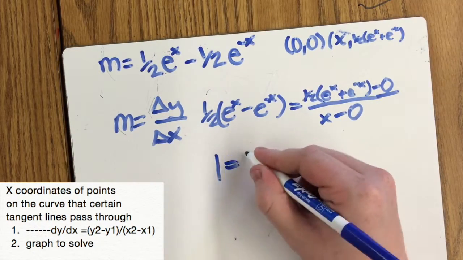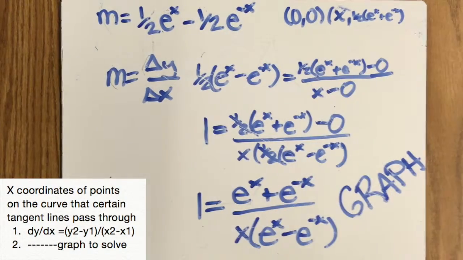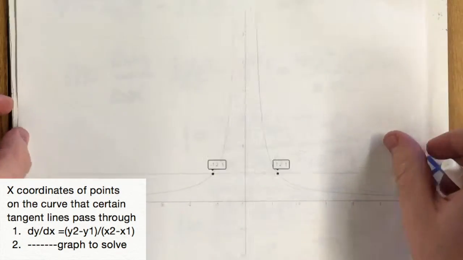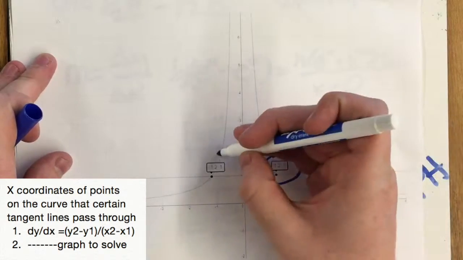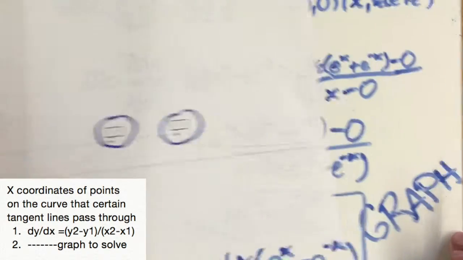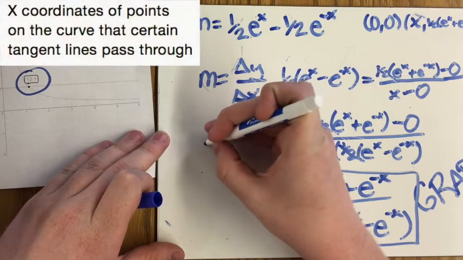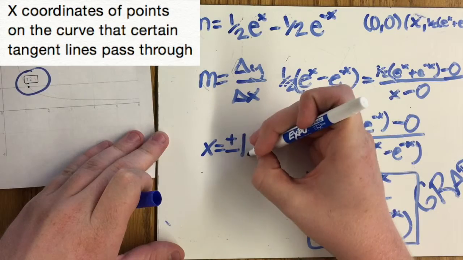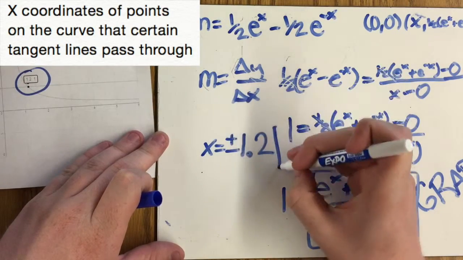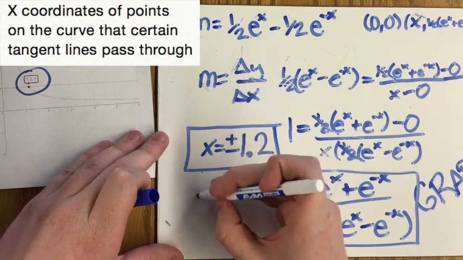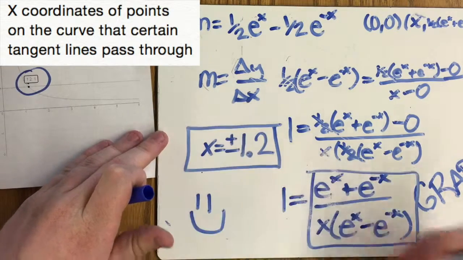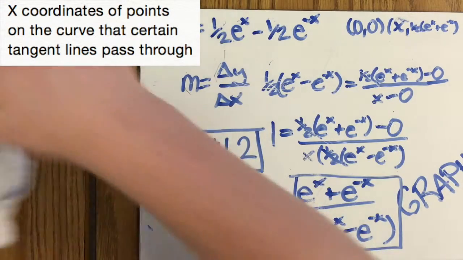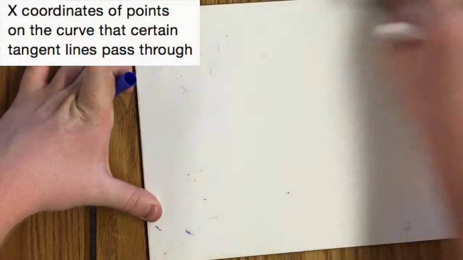We can combine like terms, and we end up with 1 is equal to a very complicated function. So we can't really solve that by hand. Instead, we're going to graph that function and find where that graph equals 1. After finding the points where the graph equals 1, we have found that these points are 1.2, both positive and negative. So we have successfully solved the problem and found that the x value when the tangents of these 2 points pass through 0, 0 is going to be negative 1.2 as well as positive 1.2.